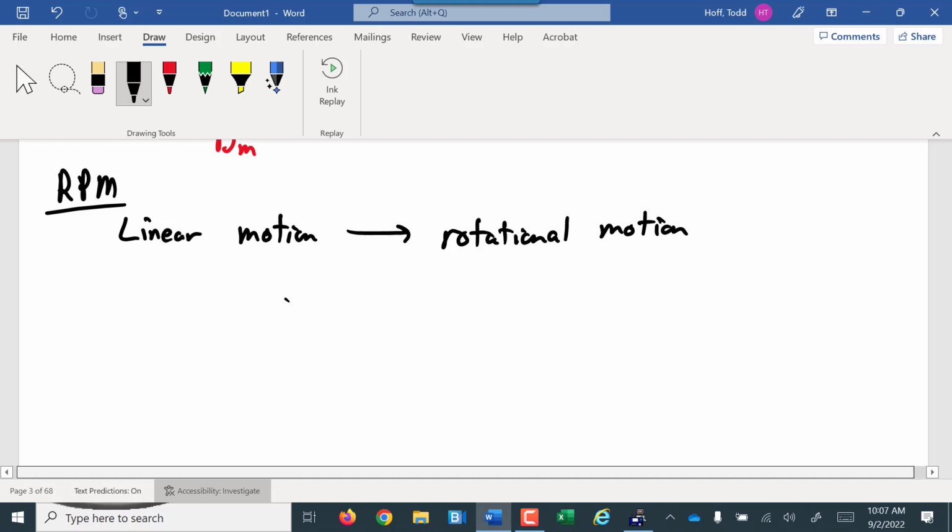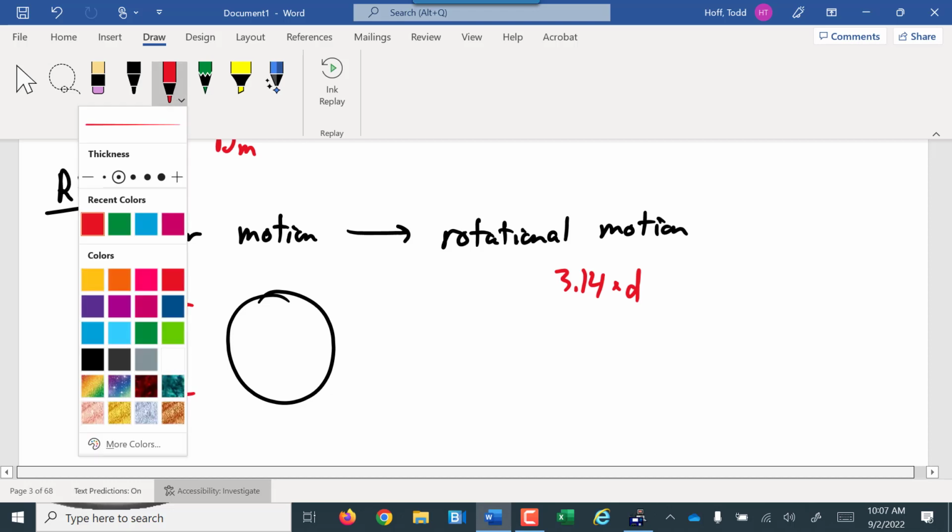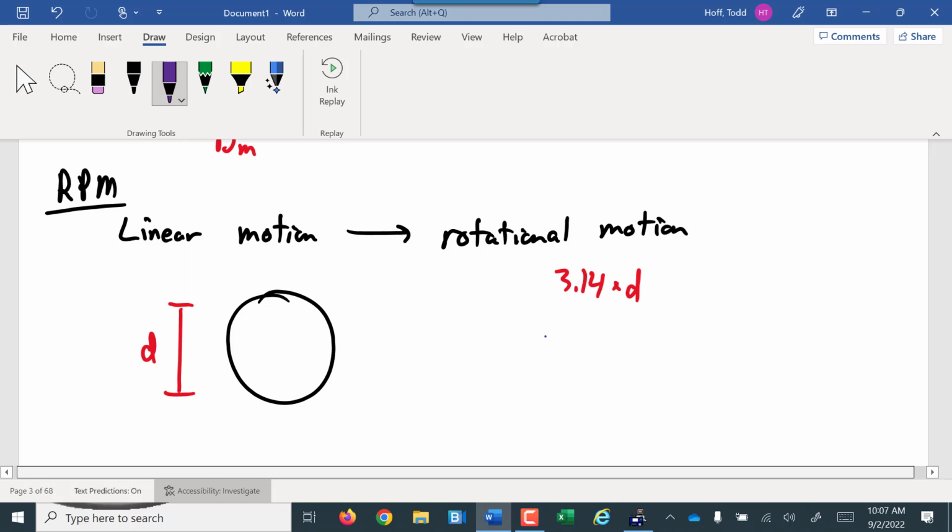We've already looked at the distance around a pulley. If this is the diameter, that distance is just 3.14 times the diameter. If we have a pulley that is turning, let's go with 400 RPM, and a diameter of 8 inches.